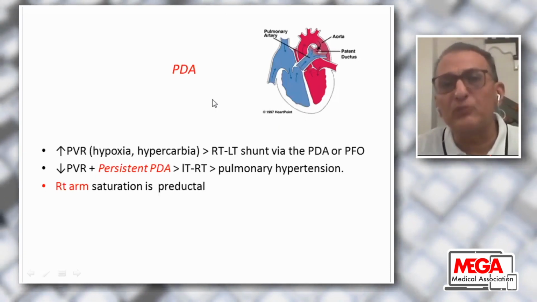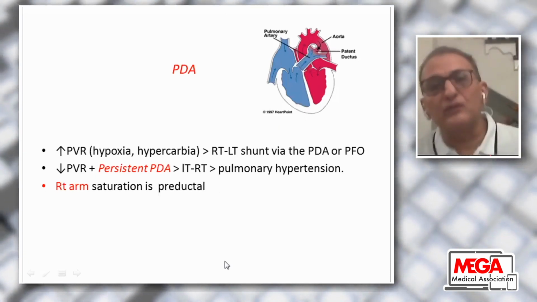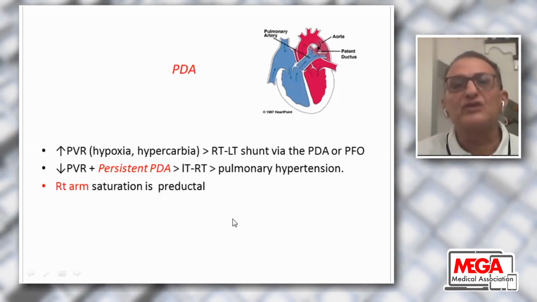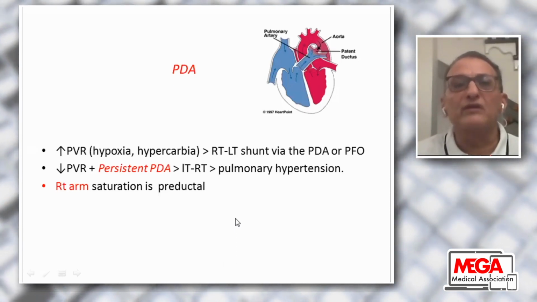In patients with patent ductus arteriosus, using the right arm saturation is recommended.